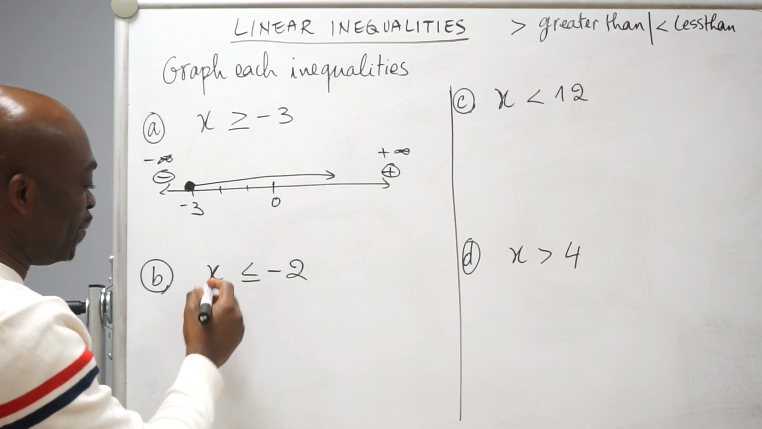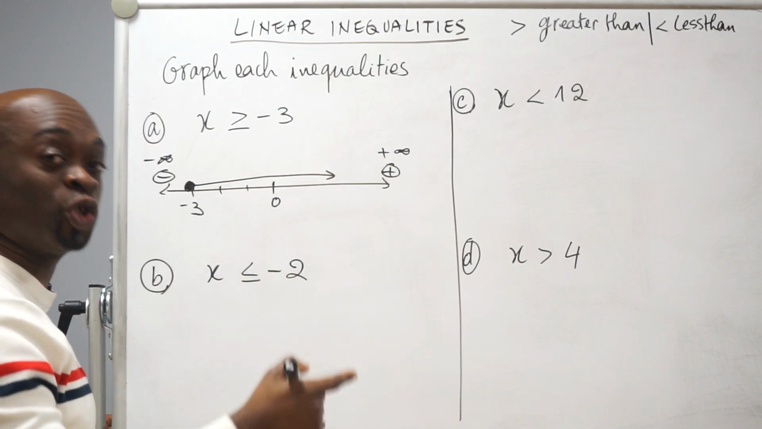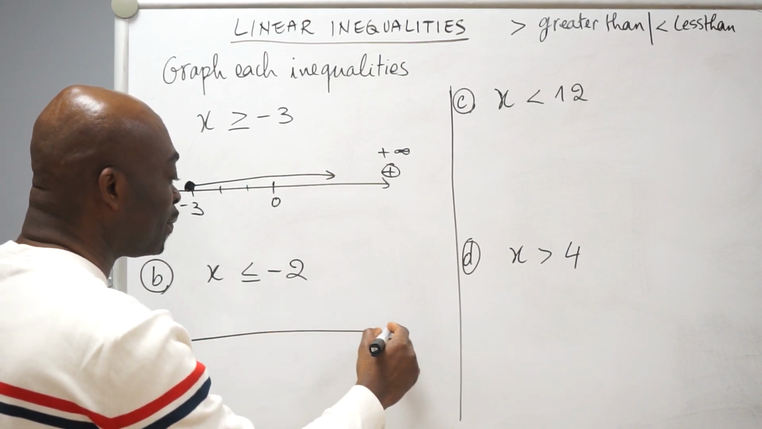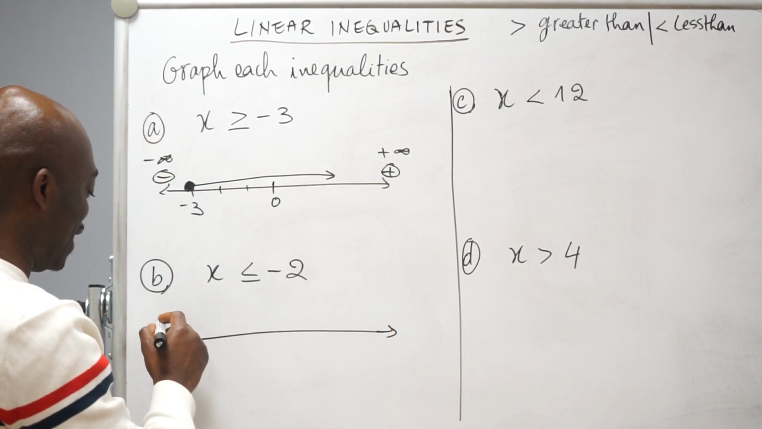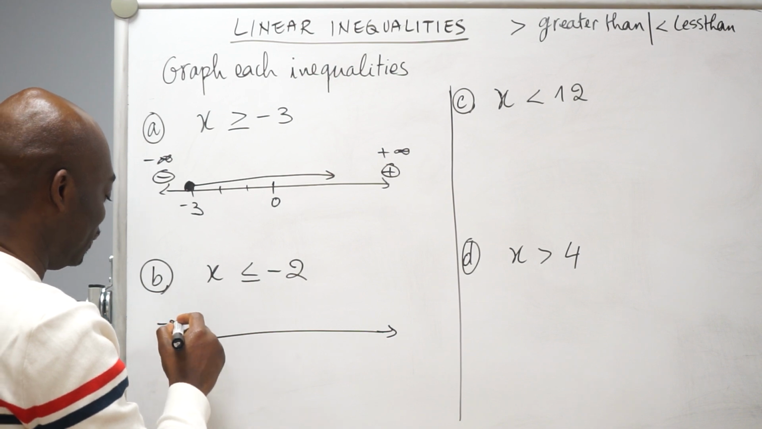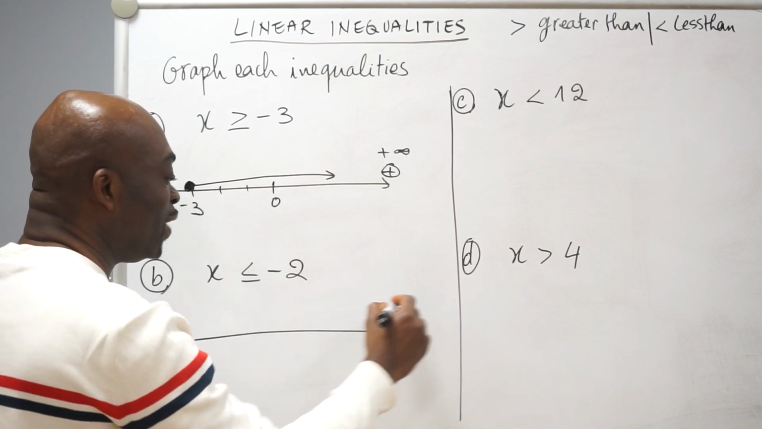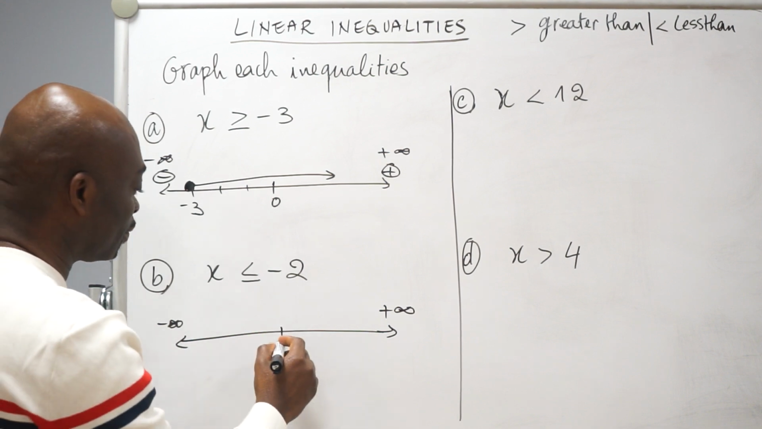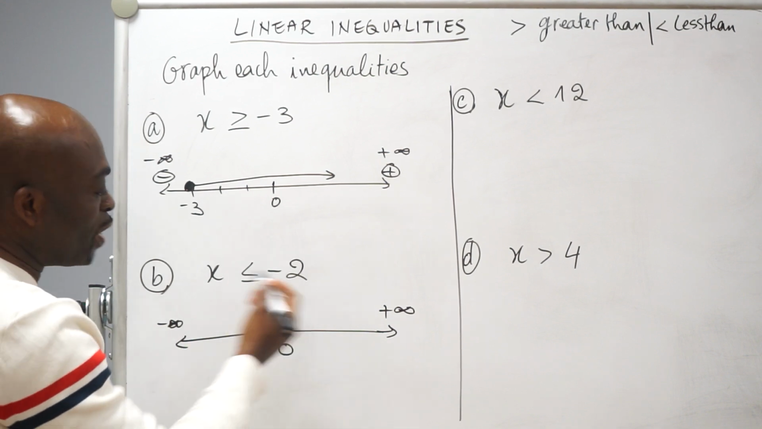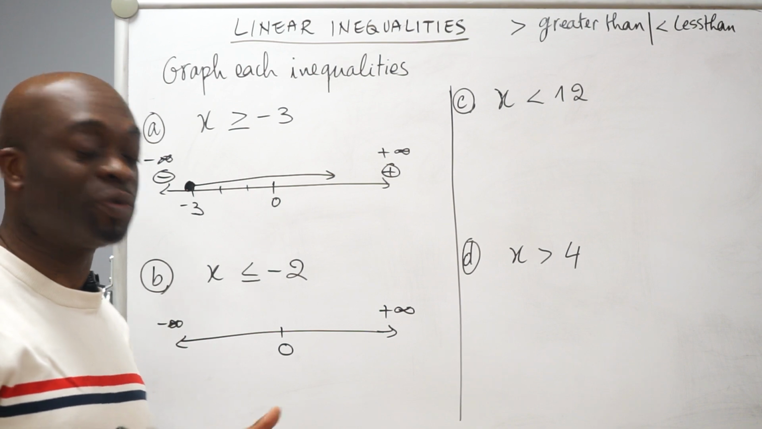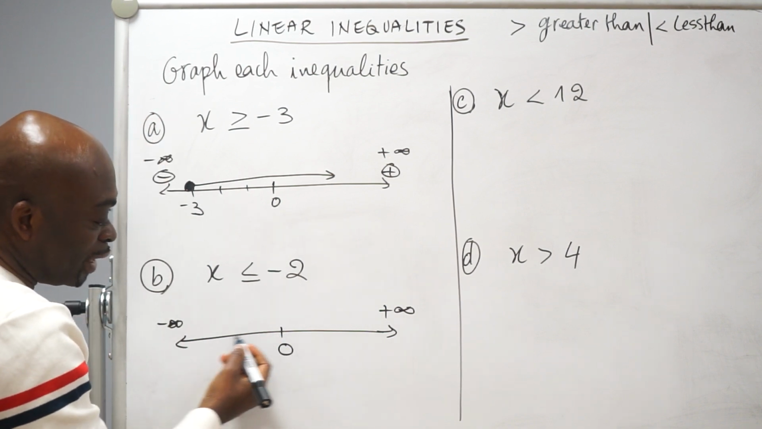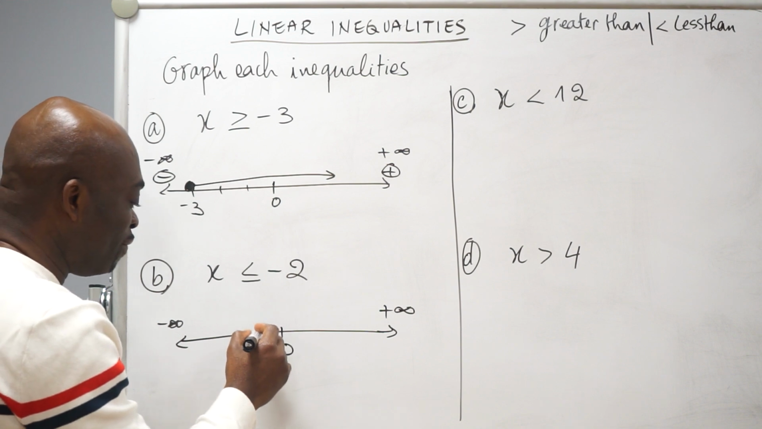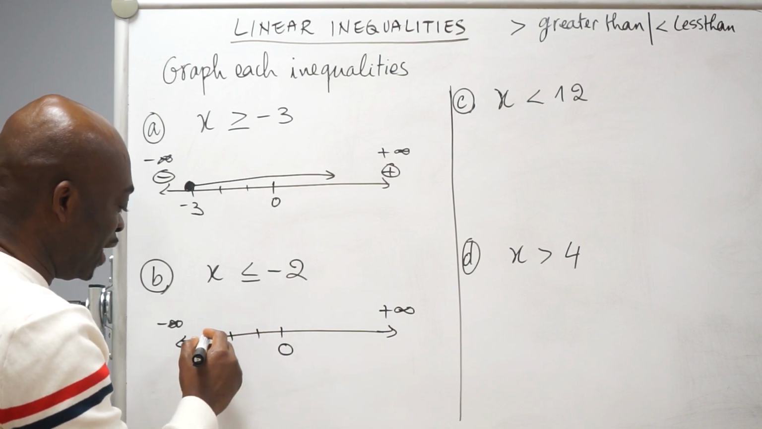The second one, we have b, x less than or equal to -2. Again, we have our number line, with negative infinity, positive infinity, and 0 right in the middle. The first thing we've got to do is locate -2. Where is -2 compared to 0? On the left side, because that's where all the negative numbers are. So you have -1, -2, for example, -3.